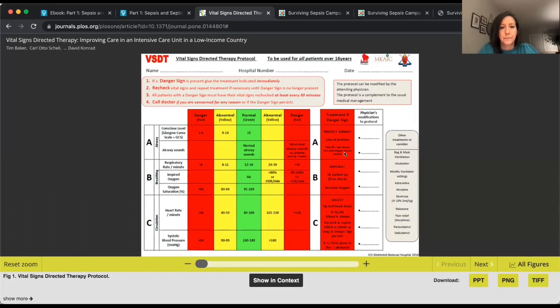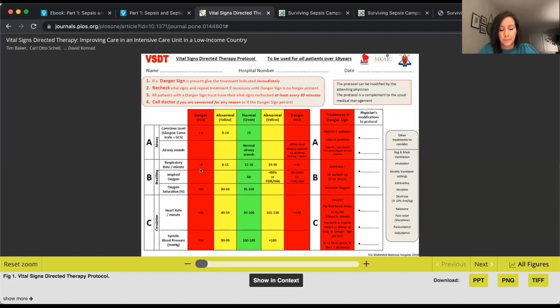And then we look at the breathing of the patient. Are they breathing normally? The breathing rate is normally between 12 to 18. It's abnormal if we have a range of 8 to 11 or 19 to 30. And the patient is in danger if the respiratory rate is more than 30 or less than 8.